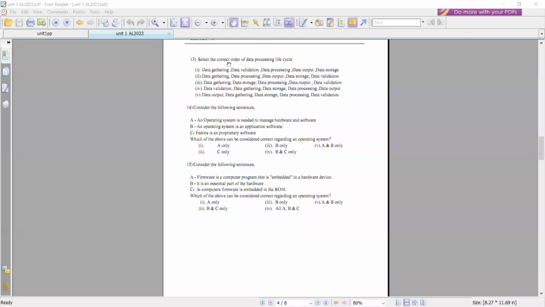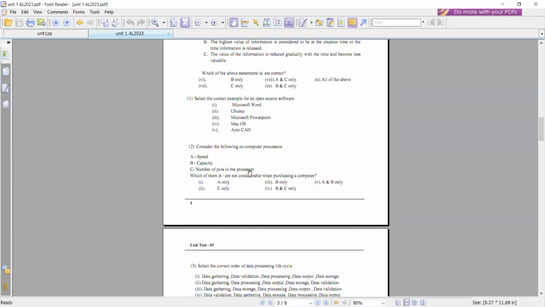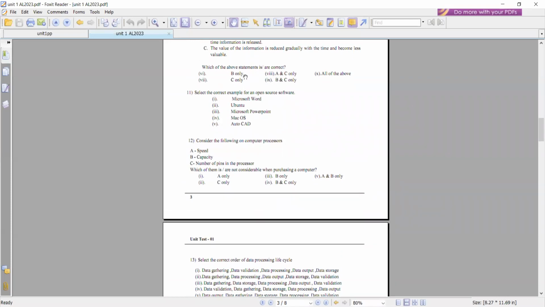We'll see the answers from 11. Select the correct example for an open source software. Open source means it's free and open source. Giving it free and the source code also free. That is, second one is the answer. Ubuntu.